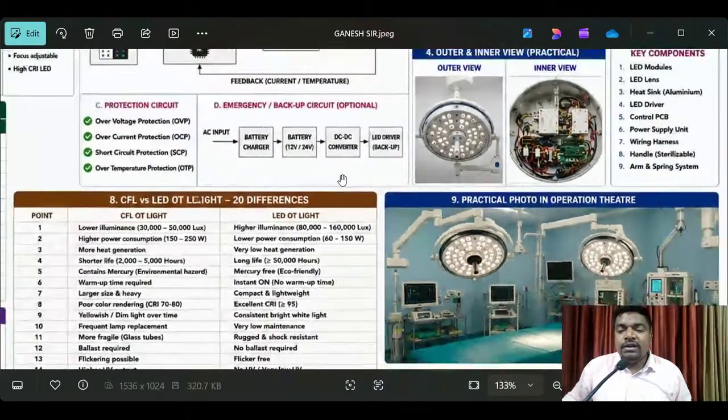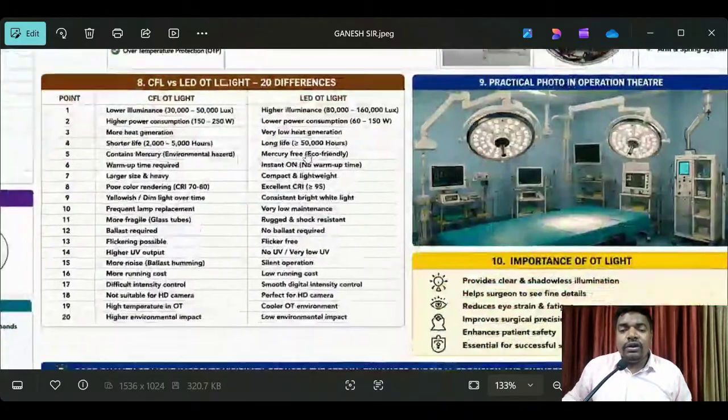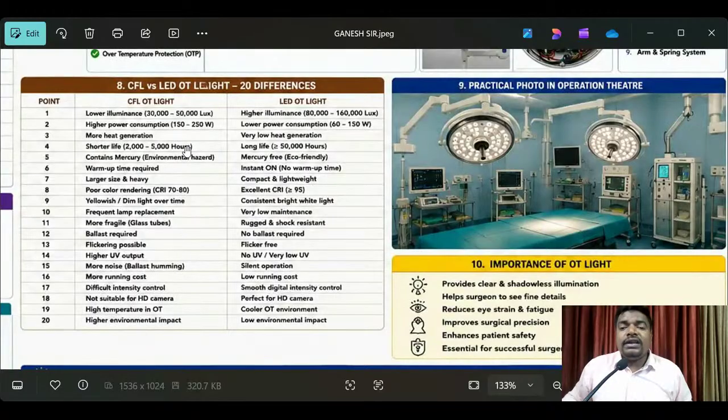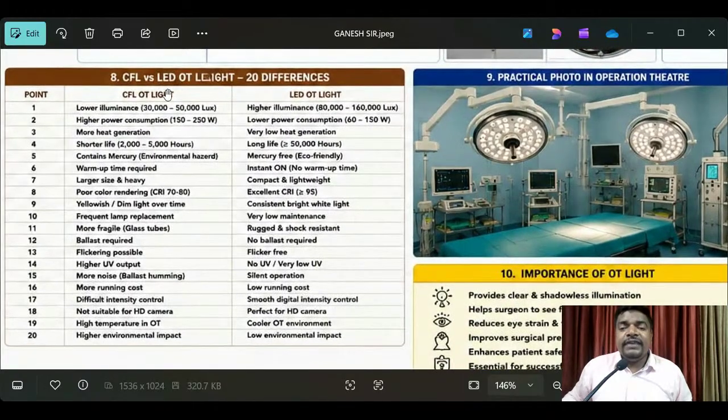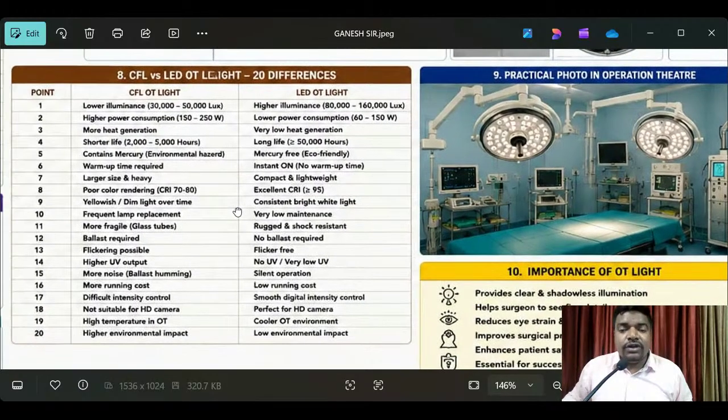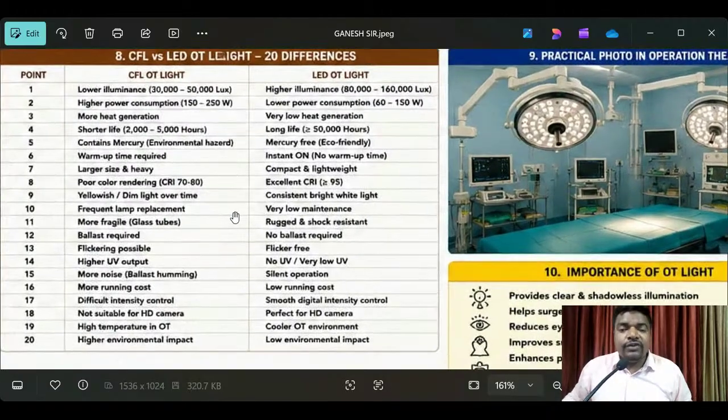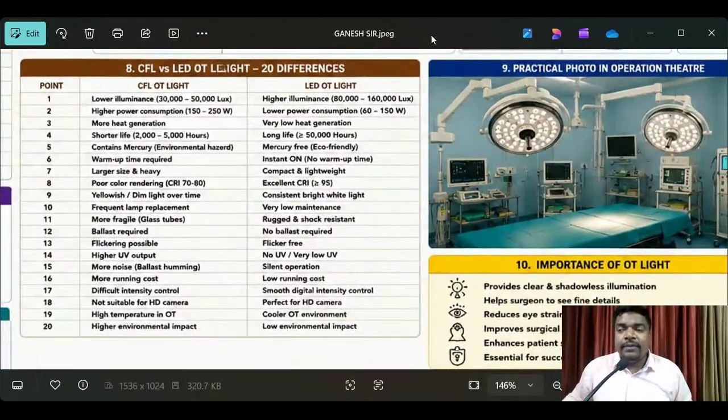So here I want to show you what the difference is between CFL and LED OT light. I'm going to show you 20 differences and tell you before this session ends. Let me read out all the things. Every point I'm giving, why? Because whoever wants to become a specialist in OT light, these things are very important. That's why I'm giving this much effort, this 2 hours of dedication, not a small matter.